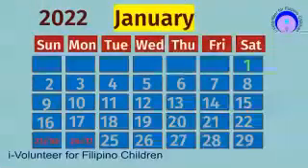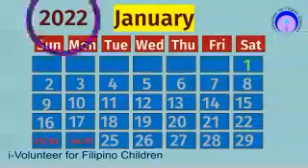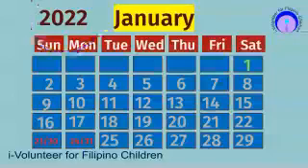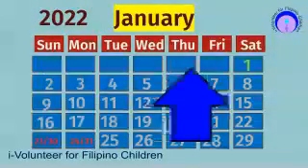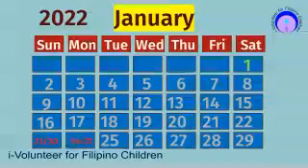This is the first page of the calendar. It is for the month of January. The calendar tells us about the year and the days of the week starting from Sunday. The calendar tells you also about the last day of the month.